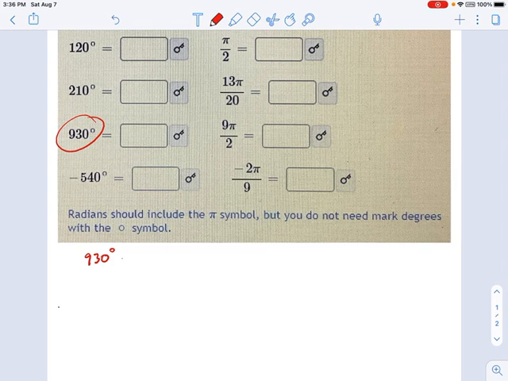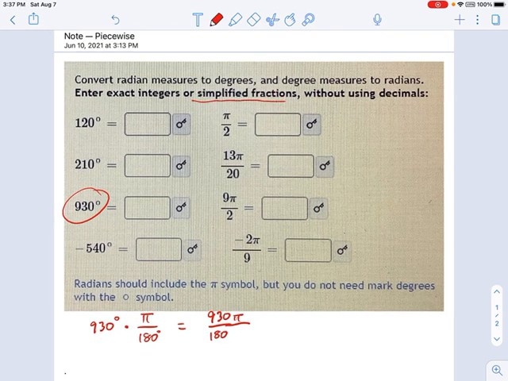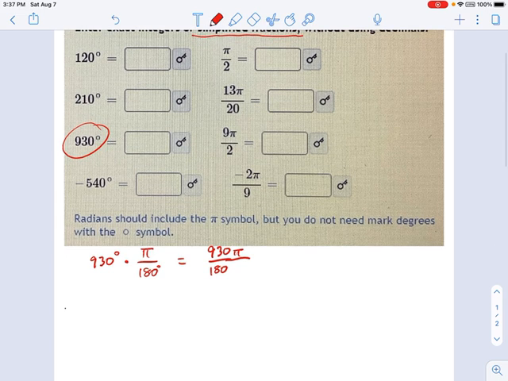So what we're going to do is multiply this by a special fraction, pi over 180 degrees. And that is going to convert it into radians. So let's see what we get here. This is 930 over 180 pi. Okay, there's my fraction. Now, if you enter that, it's going to be wrong, because pay attention to what this wants. This wants simplified fractions. So in this particular problem, yes, you do have to go through the work of simplifying.